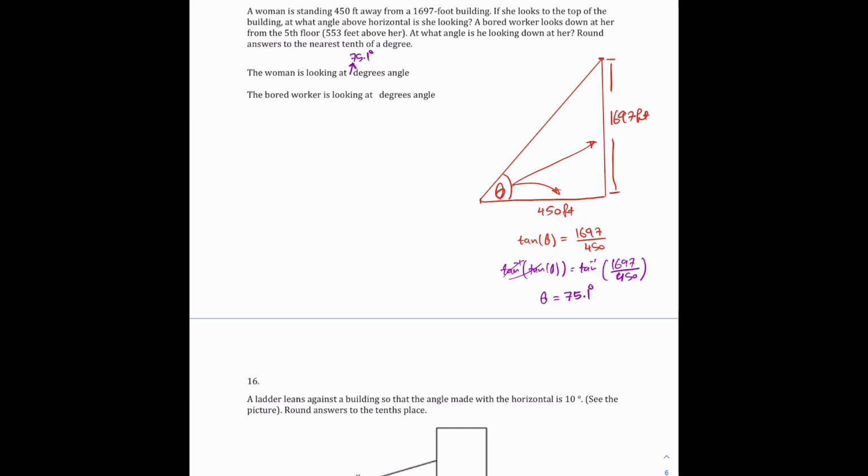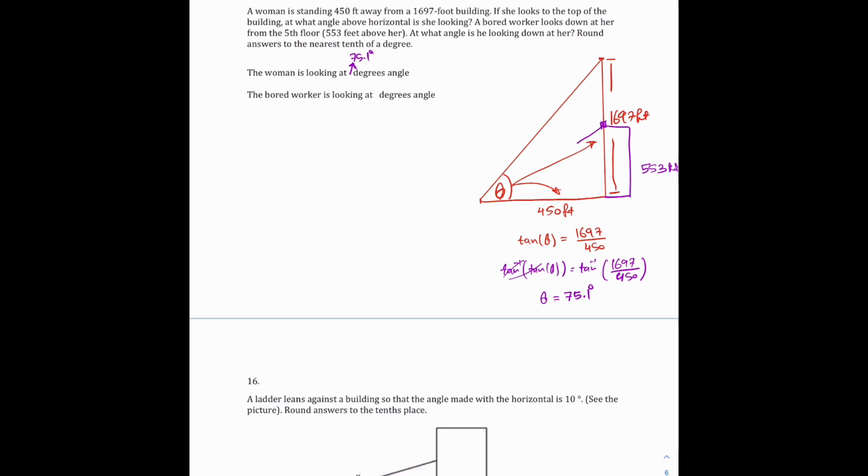A worker is looking down at her from the 5th floor. So here is the 5th floor in that building. Let's assume it's right there, and he looks down at the woman from 553 feet above her. So this distance right here is 553 feet above her. At what angle is he looking down at her? Round your answer to the nearest 10th degree.